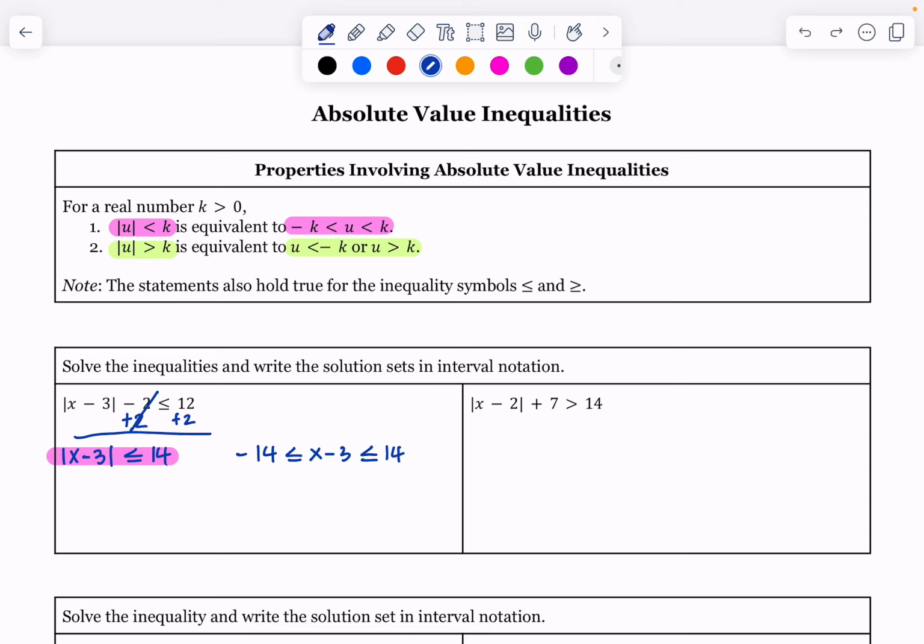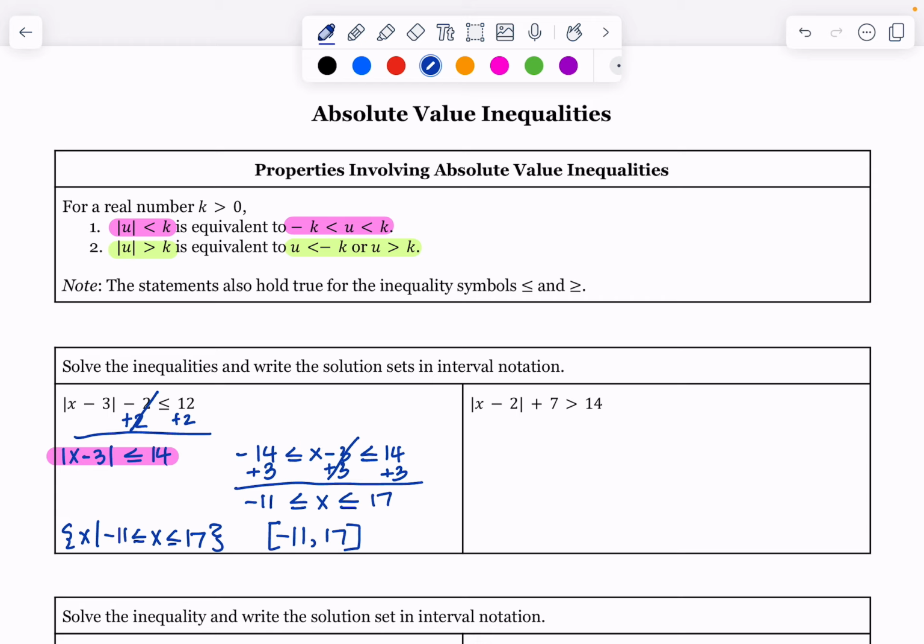All right, now we're going to solve this by adding 3 to both sides. We are left with x in the middle, and on the left, we've got negative 14 plus 3, which would be negative 11, and on the right, we've got 14 plus 3, which would be 17. So as a set, we would write x such that negative 11 is less than or equal to x, which is less than or equal to 17. And then we can also write it with square brackets in interval notation, and they're square because of the or equal to part.